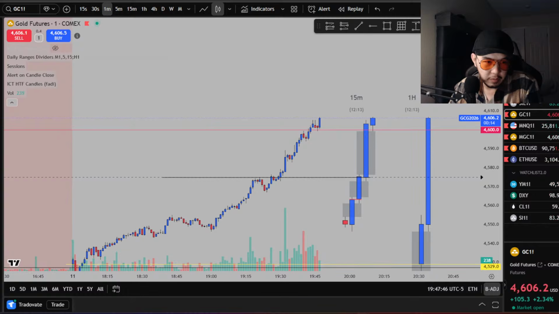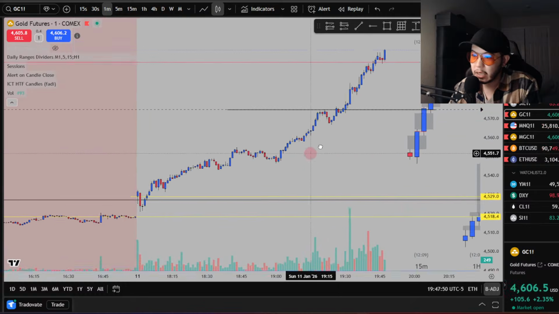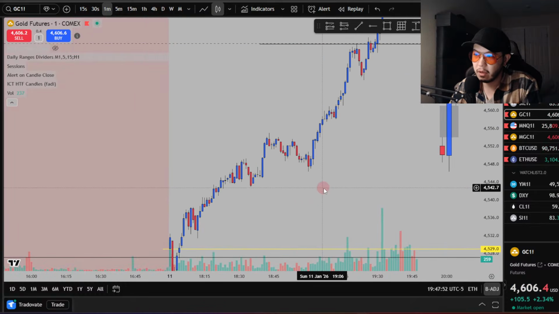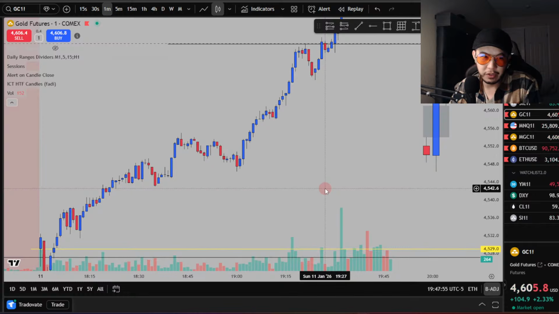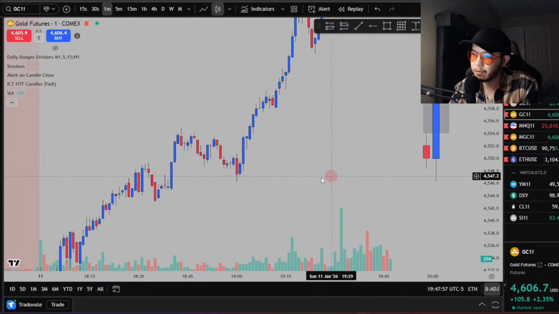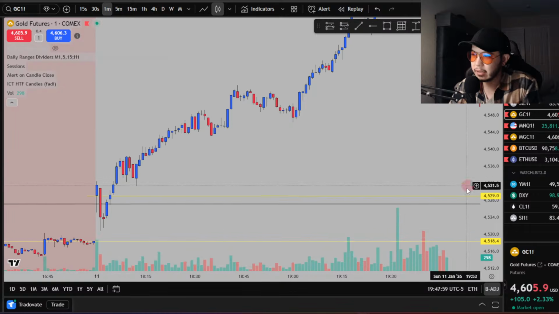Gold was the same, not a clean correction enough for me. In gold, we got kind of sort of one opportunity, but it would have been really forced. But still a good opportunity.